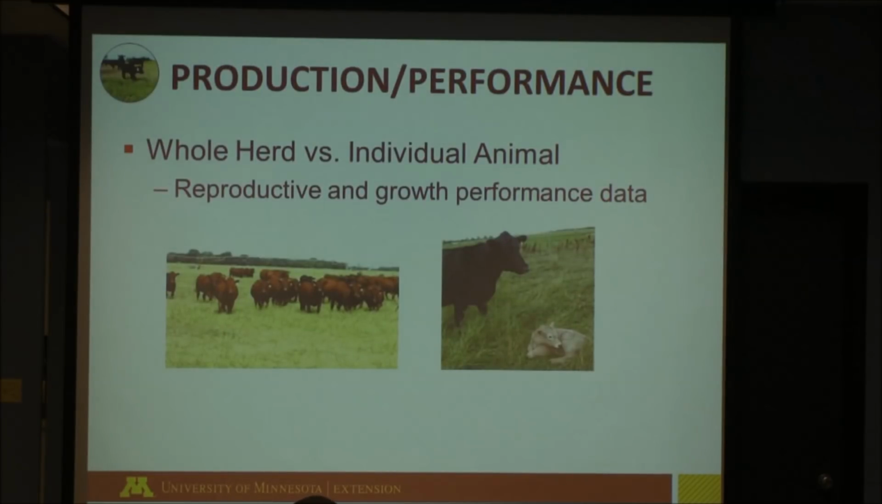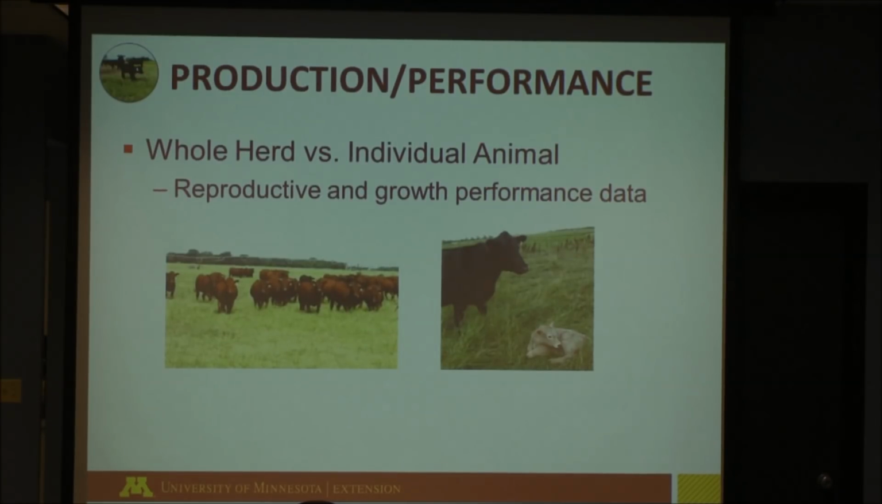And hopefully what you'll take away from today is, of course, the importance of record keeping, but maybe some tips and different software out there to actually help you take that next step and make your record keeping worthwhile. All right, so we'll talk about production and performance first. We look at production level records on two levels: whole herd and individual animal. And in both cases, we're interested in the reproductive performance of the cow and the growth performance of the calf.